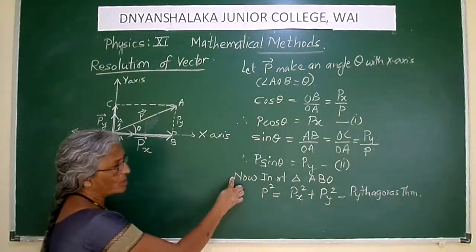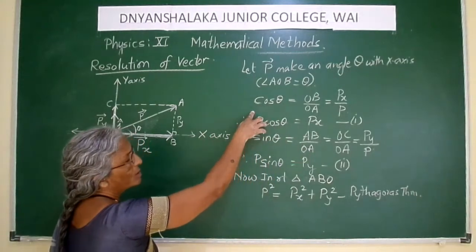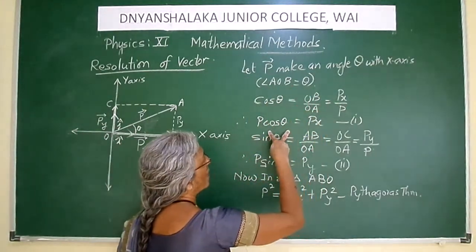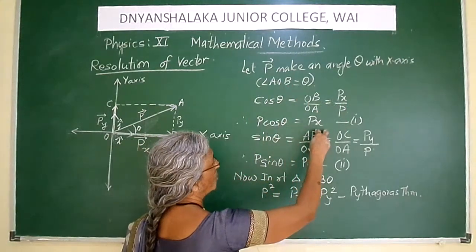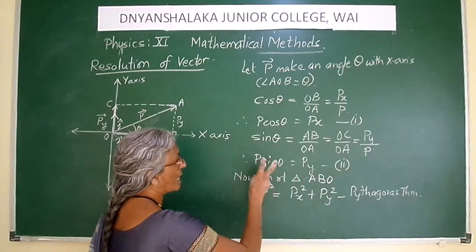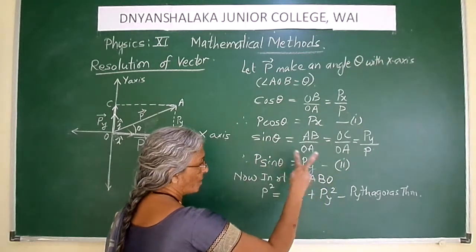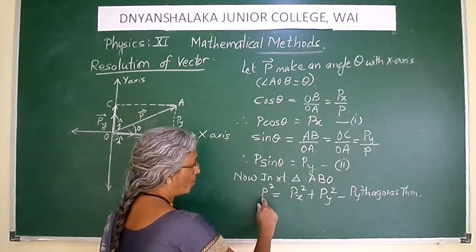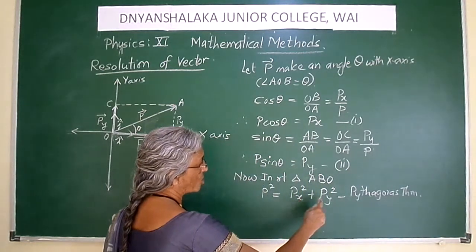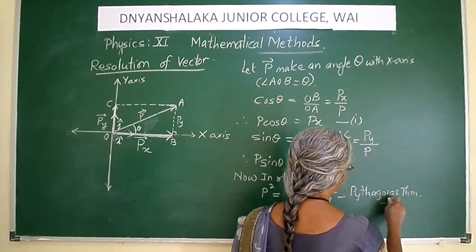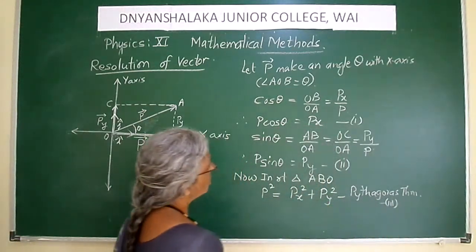By Pythagoras theorem, see, you have got cos theta is equal to what? Px upon p, which implies that p cos theta is equal to px. Similarly, sin theta is equal to py upon p, which implies that p sin theta is equal to py. With Pythagoras theorem applied to triangle APO, p square will be equal to px square plus py square. Let me take this as equation number 3. Are you getting it, students?